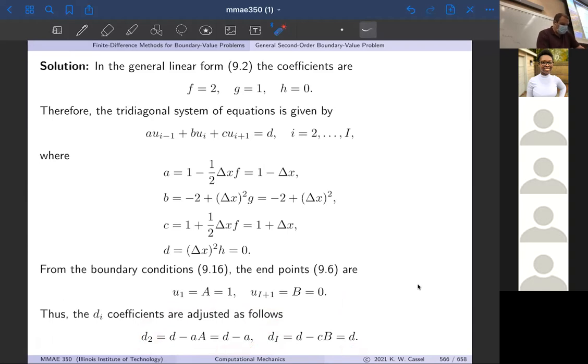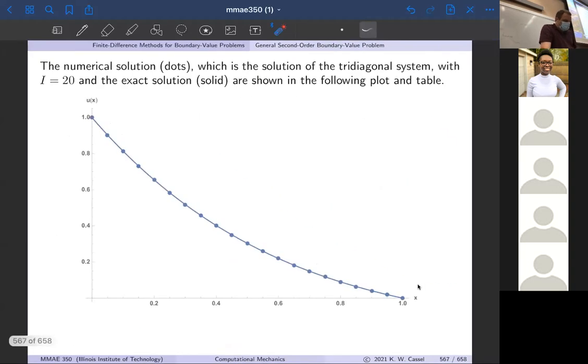You'll notice I've taken off the subscript i from a, b, c, and d because they don't depend on x. They're the same all the way across. So that simplifies things a little bit. So it's still a tridiagonal system of equations, but all the a's are the same, the b's are the same, and the d's are the same. Well, the d's are the same except for the first one. All right, solve it. So you solve your tridiagonal system of equations using your Thomas algorithm.